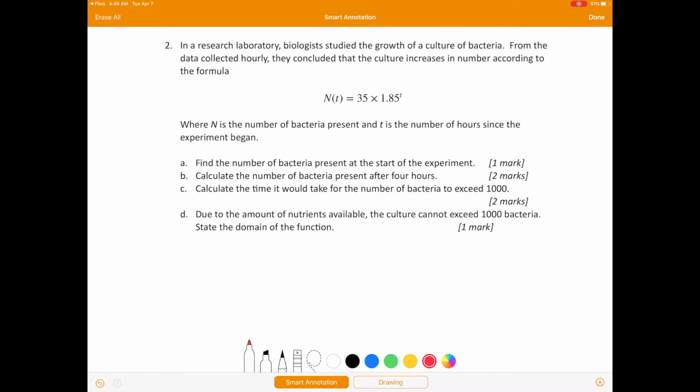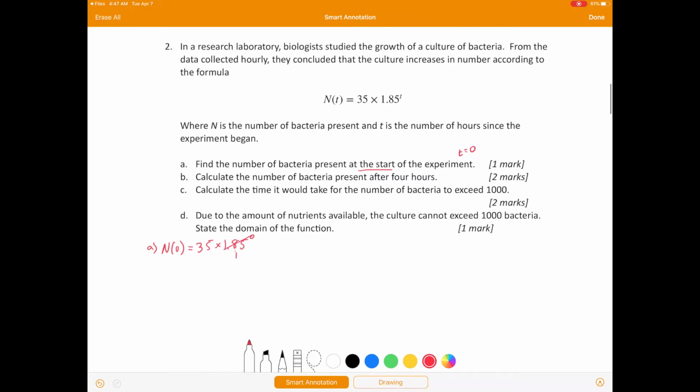And question number 1 says find the number of bacteria present at the start of the experiment. So the start of the experiment, of course, means that T equals 0. So we go ahead and put that in. So for part A, N0 is 35 times 1.85 to the 0. And you can put that into your calculator if you want, or you can recognize that anything to the 0 power is 1, which means that we'll have 35 times 1, which is just 35.